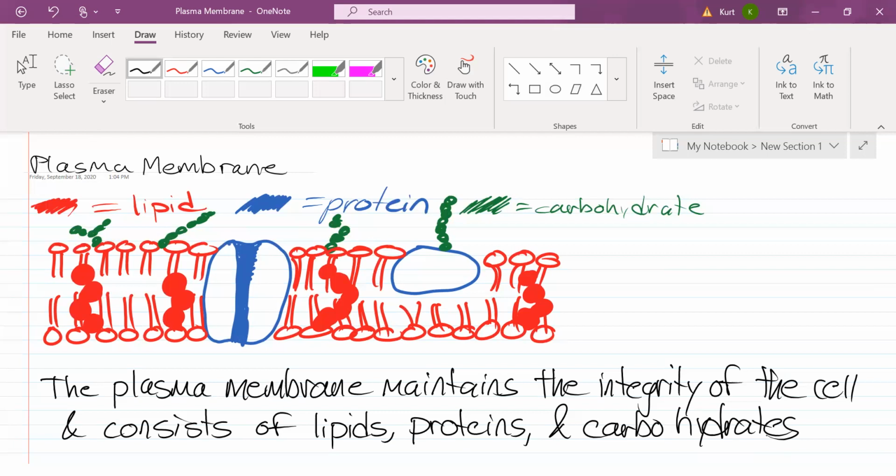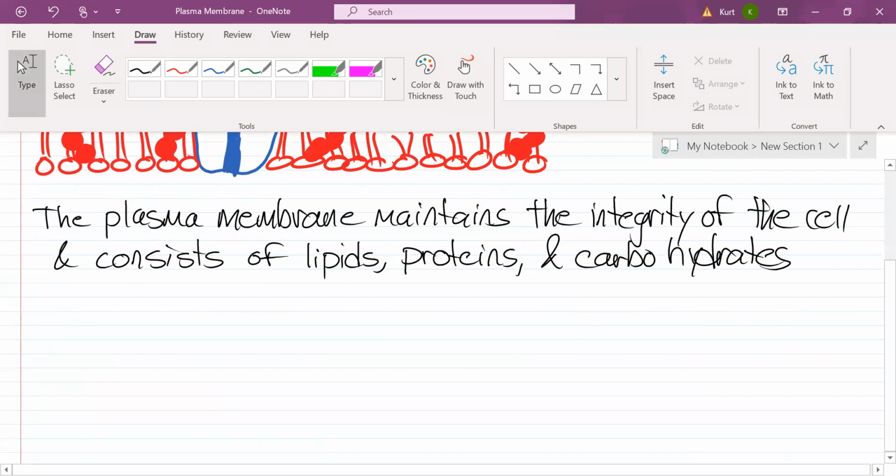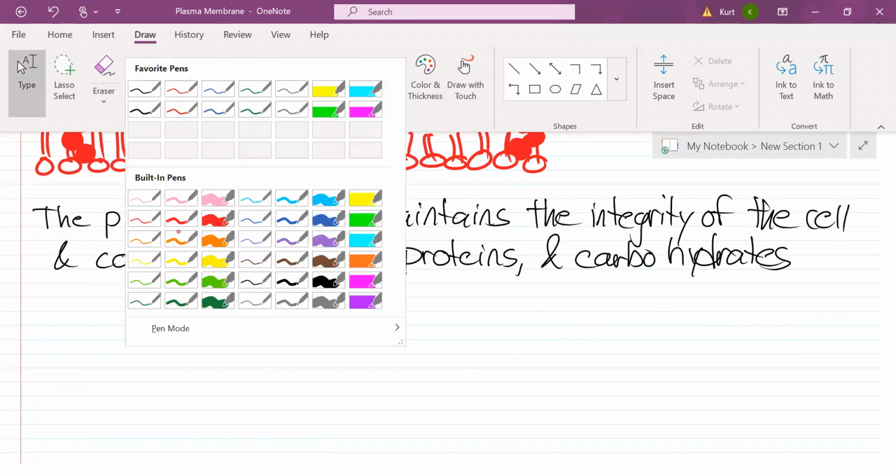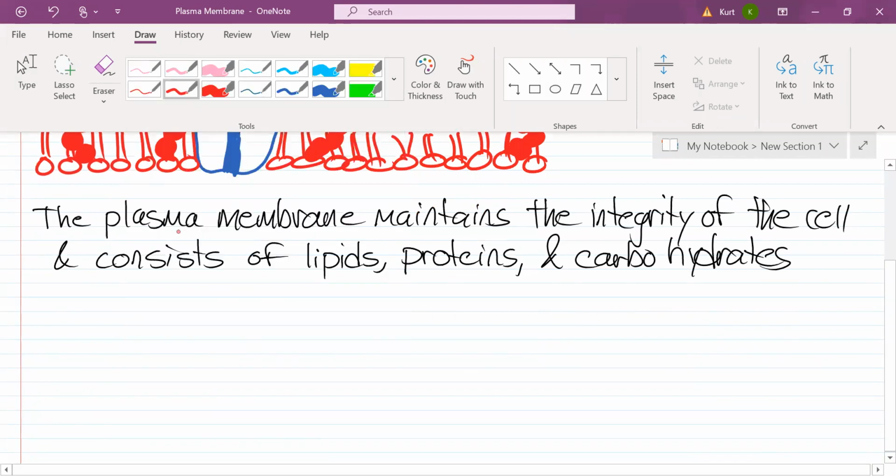All right, so those are lipids. Here we go. There are two lipids that we need to go over as part of the phospholipid bilayer and the plasma membrane, and that is going to be phospholipids. Nothing new here. We did these in Unit 1, phospholipid.